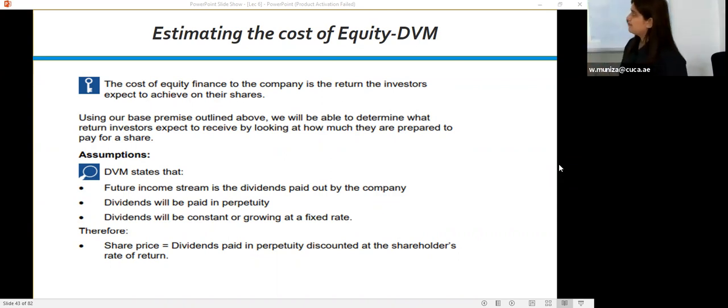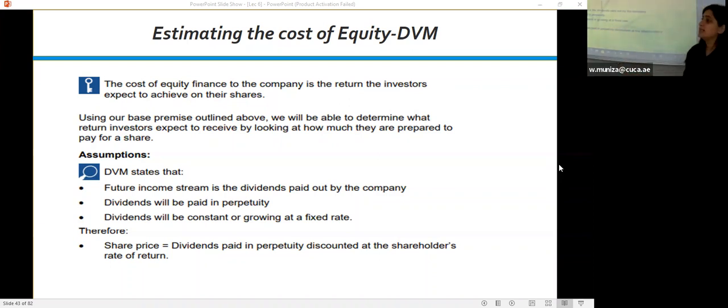They say the cost of equity finance to the company is the return the investors expect to achieve on their shares. Again, they are telling us the same thing. The cost of equity finance is equal to the return the investors are expecting. What is the return which is expected by the investors? That is dividend. So we can say that the cost of equity for the company is equal to the present value of all the future dividend streams which are going to be paid by the company. Using our base premise outlined above, we will be able to determine what return investors expect to receive by looking at how much they are prepared to pay for a share.